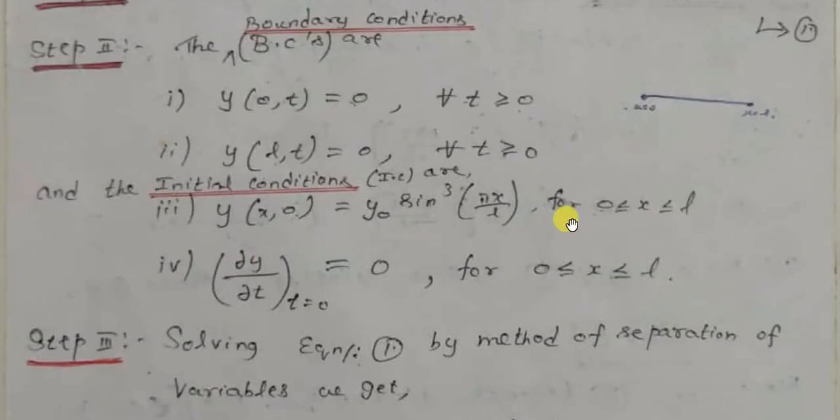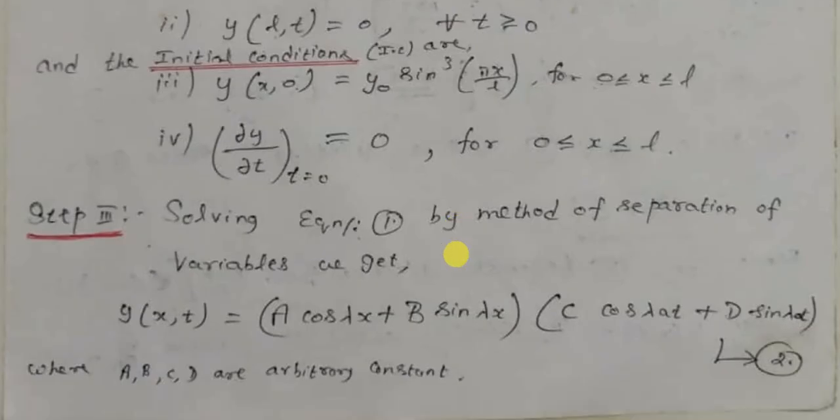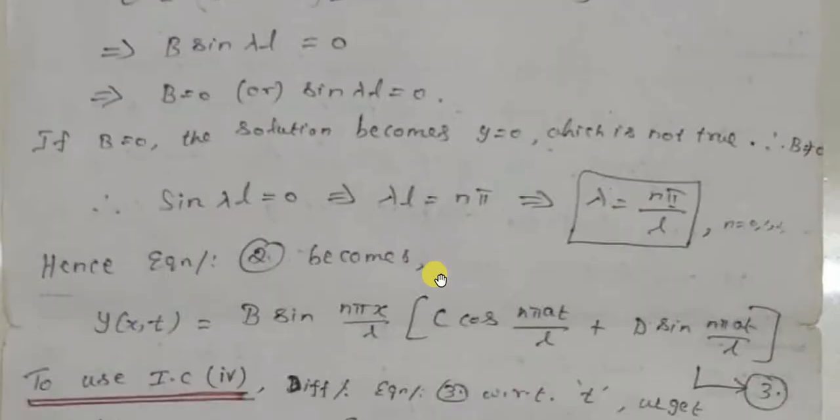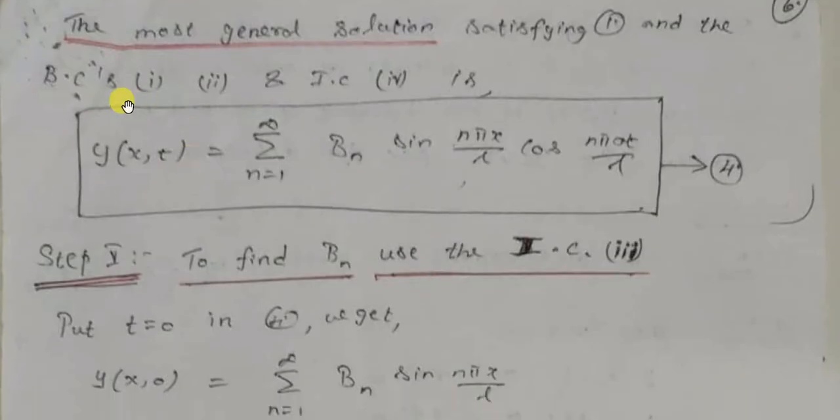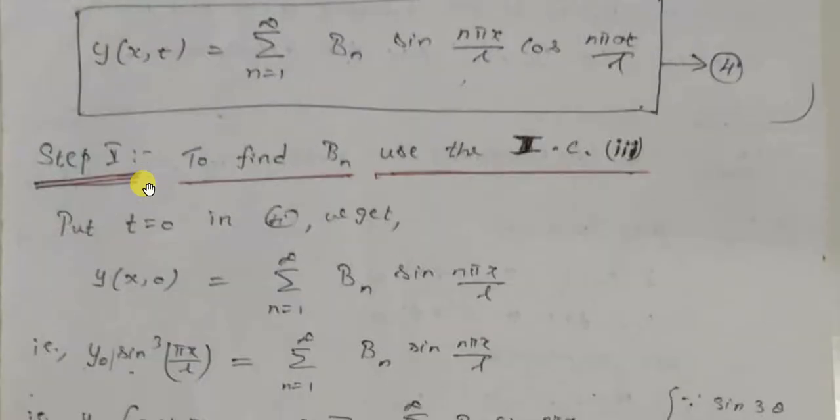So what this condition says is, at time t equal to 0, the displacement y is y naught sin cube pi x by L. So I have to substitute this in the fourth equation, this y as y naught sin cube pi x by L, and in the right hand side t equal to 0. So t equal to 0 means I will get cos 0 as 1. So the remaining I'll get as summation bn sin n pi x by L.